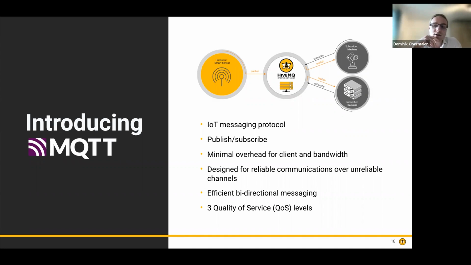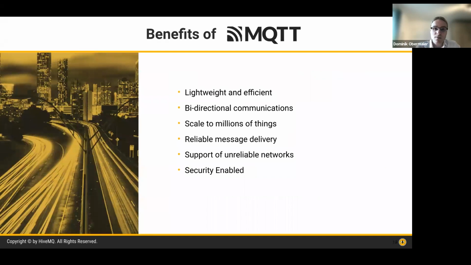Especially, there are also a lot of features about MQTT which are not listed here, which are really built for connected products and also for industrial IoT applications. The benefits are that it's lightweight and efficient, as I said, with bidirectional communications, and you can scale to millions of things or connections with MQTT, which we will see in a second with Swarm. It supports reliable message delivery over unreliable networks, and you can make it very secure based on the same standards the web is made secure with, TLS, for example. It uses all the best practices.